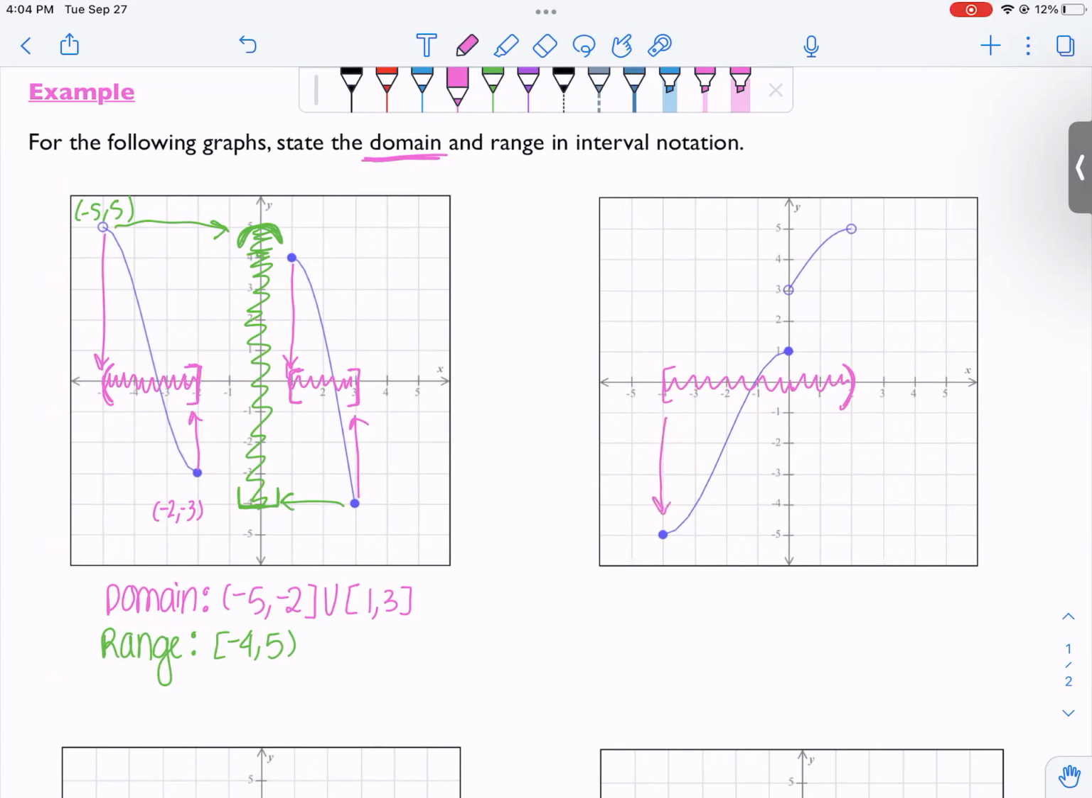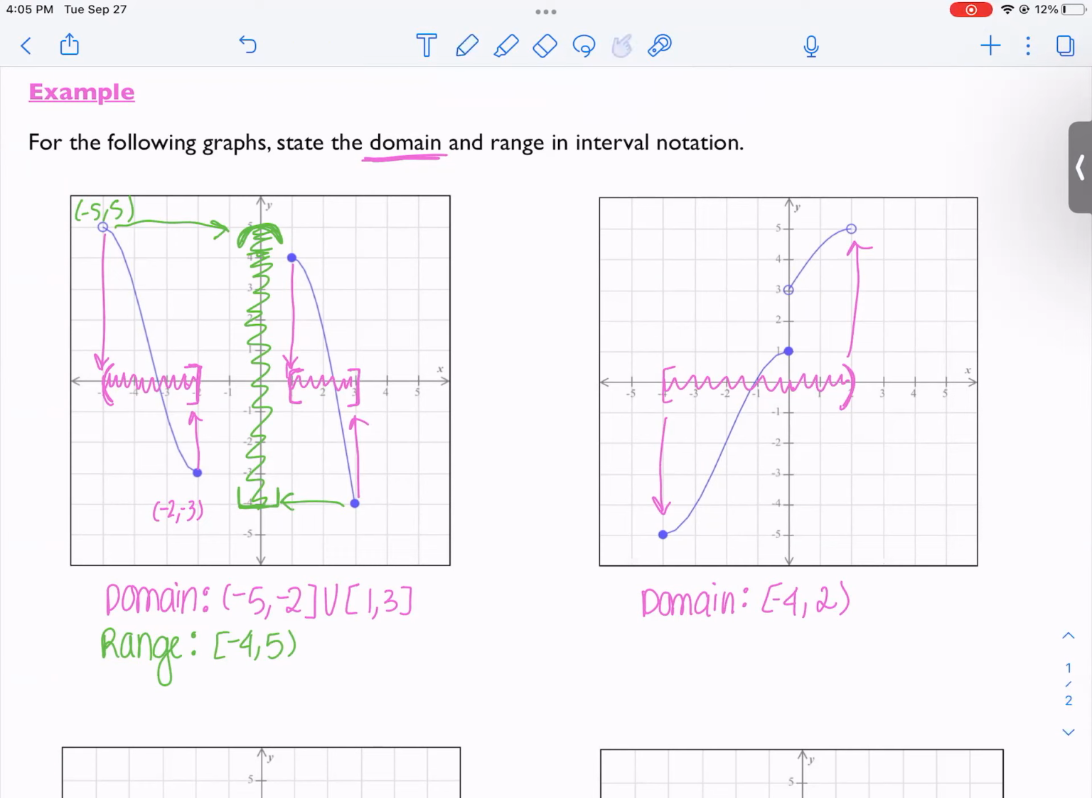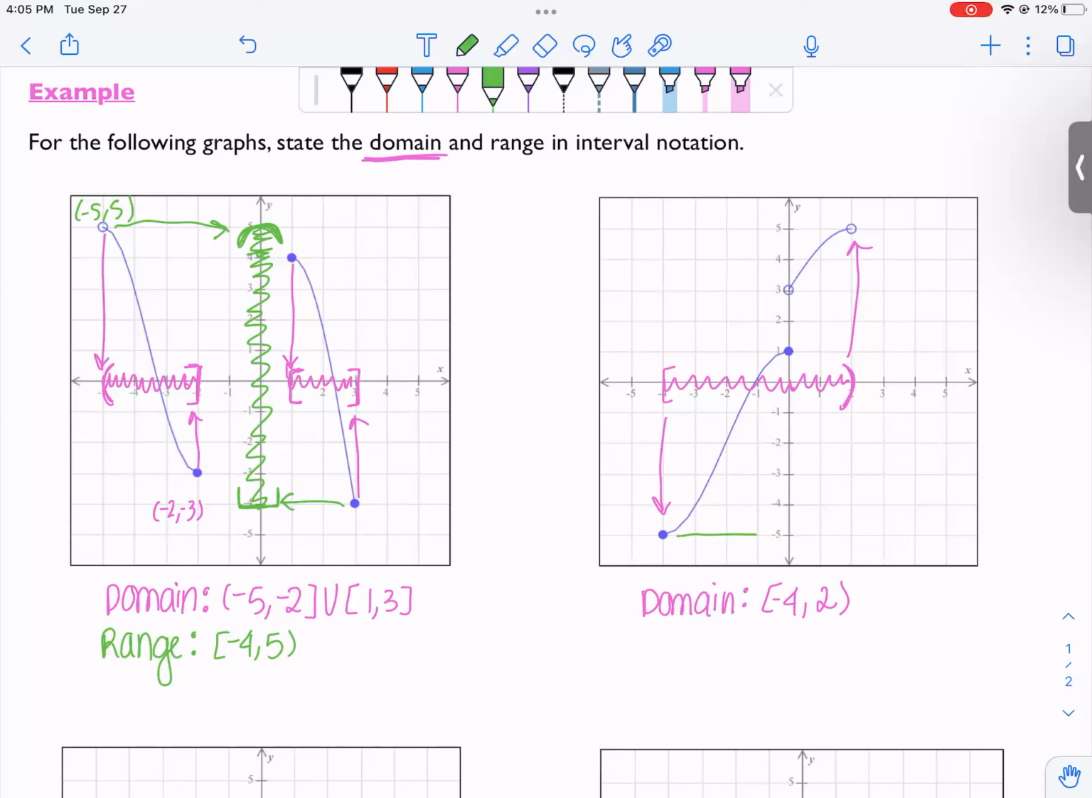This relates to that one. So our domain is from -4 to 2. Bracket, then parenthesis. For our range, the y values, they're going to start right down here, right?